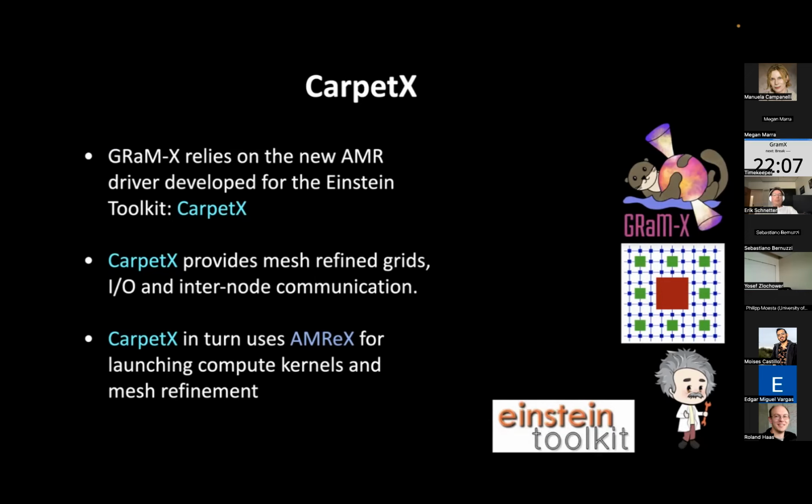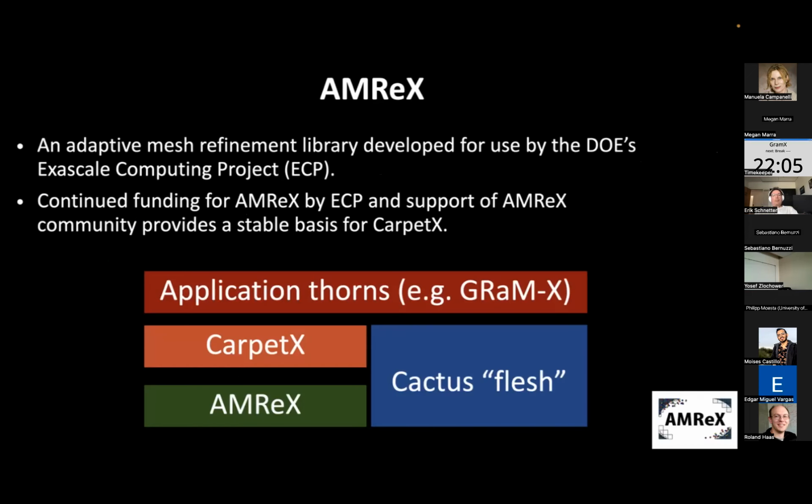So how does this all fit together? First we have AMReX, which is an adaptive mesh refinement library developed for use by the Department of Energy's Exascale Computing Project. So this is mainly driven out of Berkeley National Lab and ties into many of the application codes that build onto AMReX. One of the key benefits is that there's continued funding for AMReX by ECP and also support of the community, a relatively large user base with different levels of application codes that hopefully provides a stable basis also for CarpetX in the future.